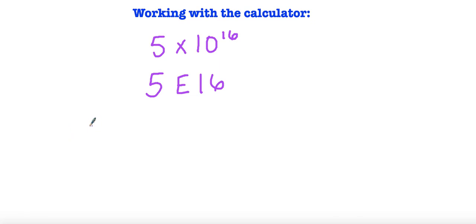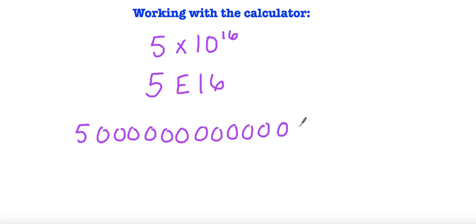However, based on our previous pattern, we know that it would be 5 with 1, 2, 3, 4, 5, 6, 7, 8, 9, 10, 11, 12, 13, 14, 15, 16 zeros. And that's how we would represent 5 times 10 to the power 16. Based on this, you can see why we write it in scientific notation, because this is a very large number, and it's a lot easier to write and look at it in scientific notation than it is in standard form.